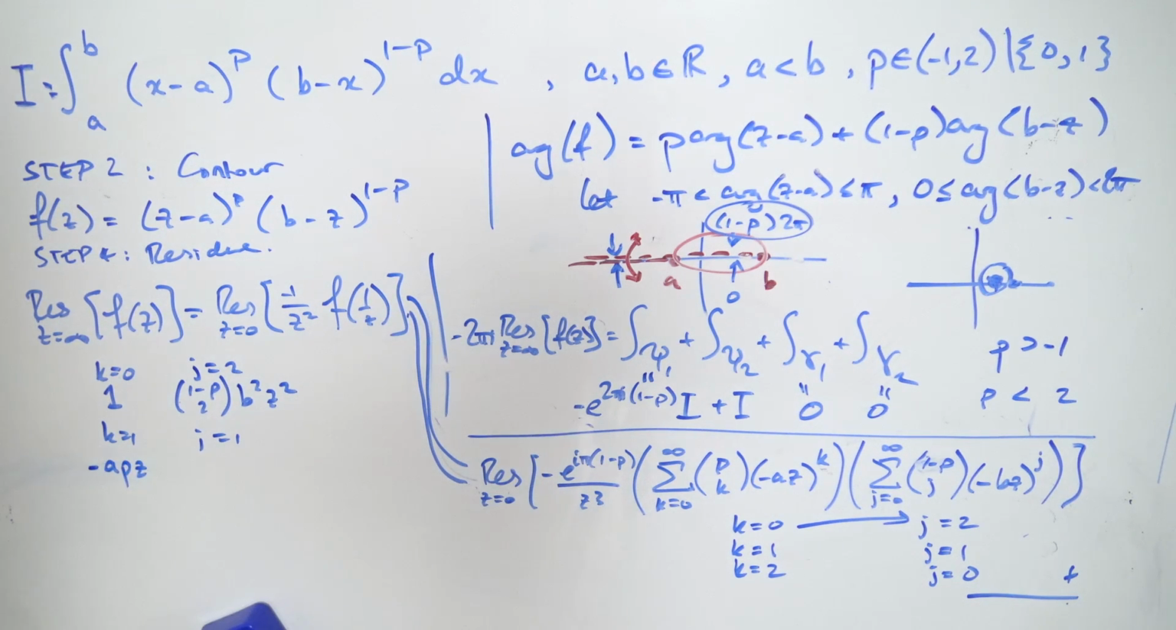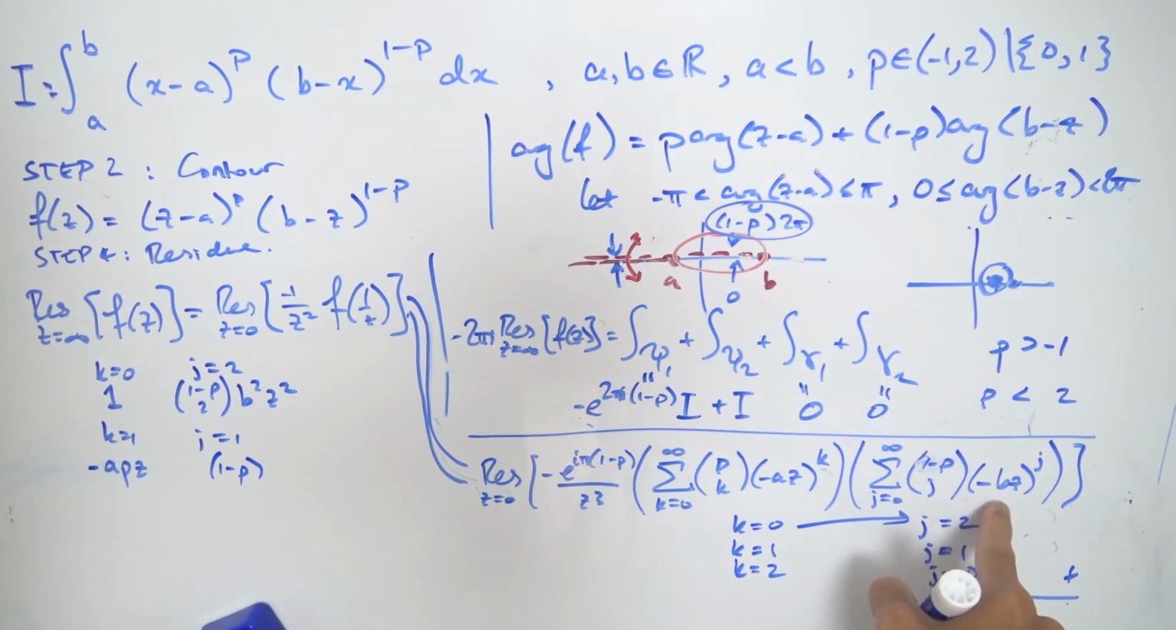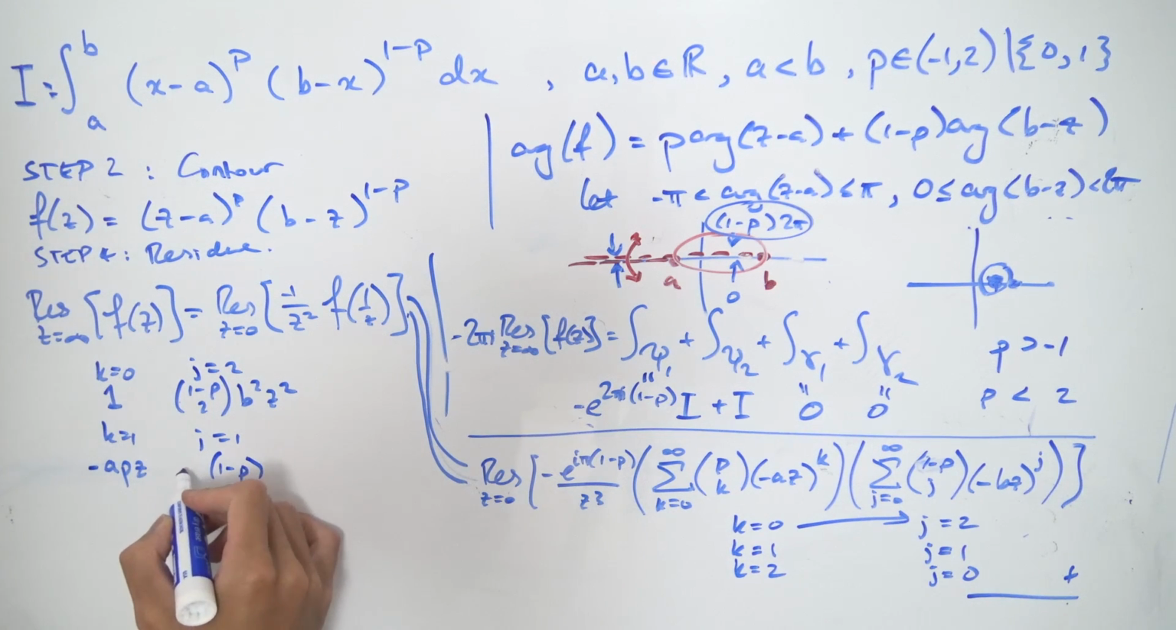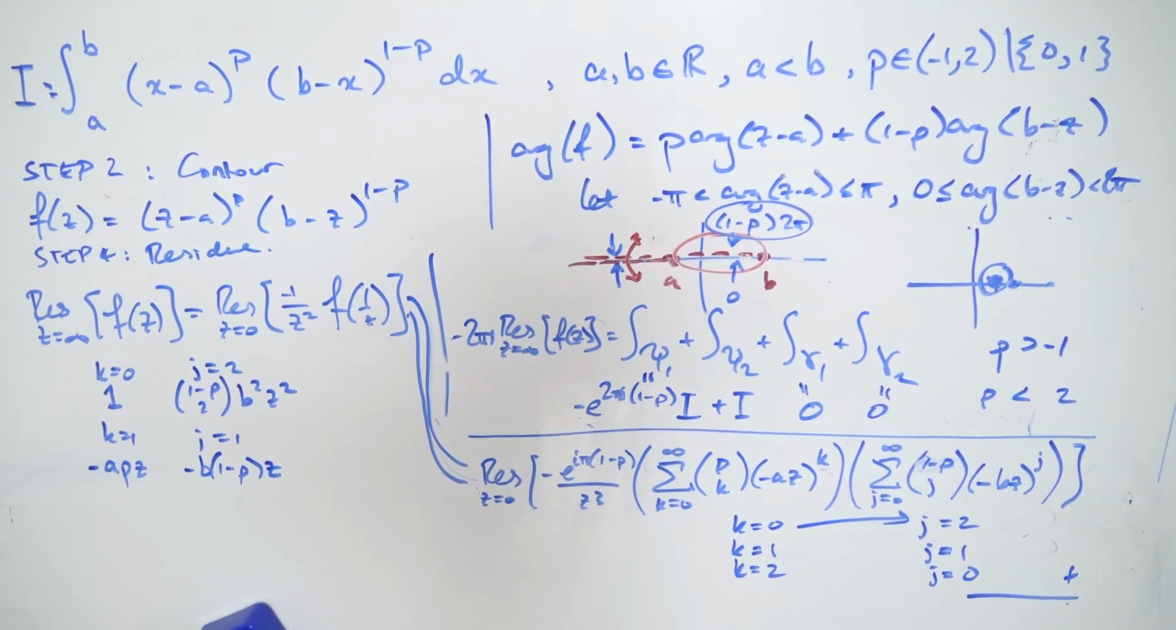And then when j is equal to 1, well, we're going to have something similar. We're going to have 1 minus p choose 1, which is 1 minus p. And then we're going to have a minus b times z, like so. Alright, so that's the second row done.